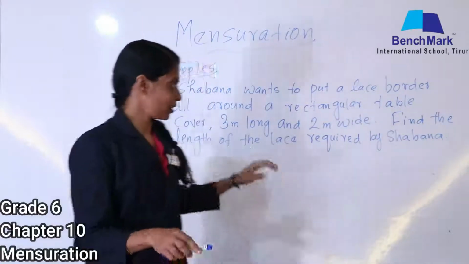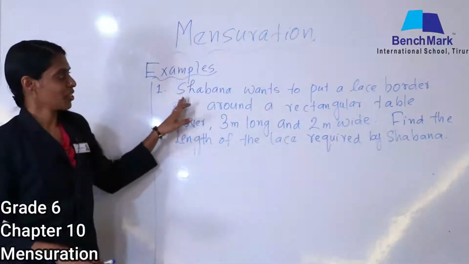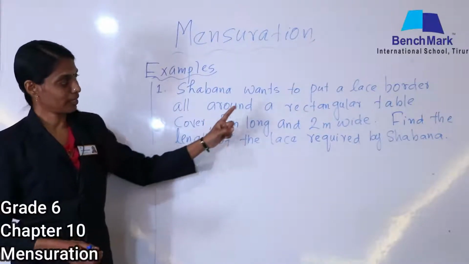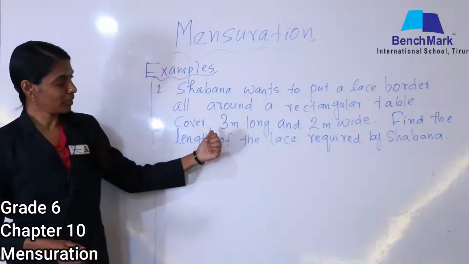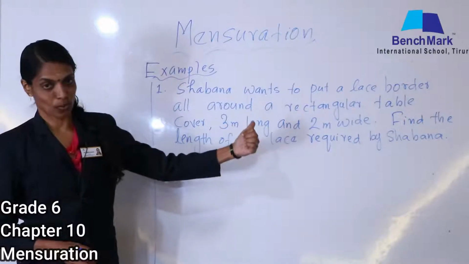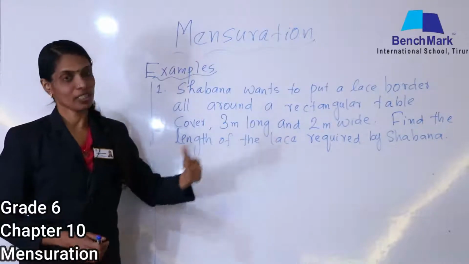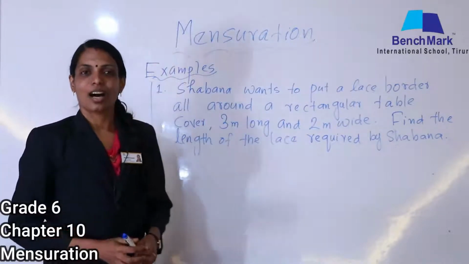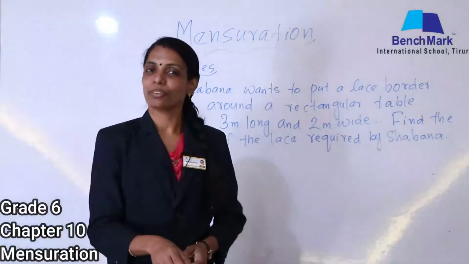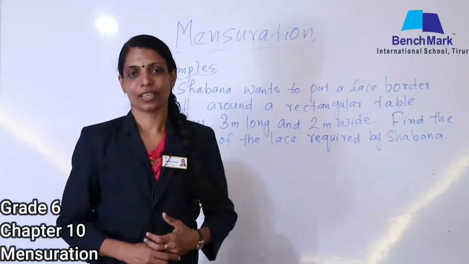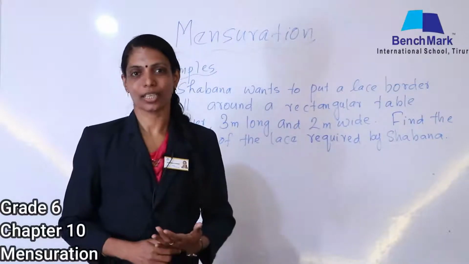So the first question is here. Shabana wants to put a lace border all around a rectangular table cover 3 meters long and 2 meters wide. Find the length of the lace required by Shabana. After reading the question, we have to think about what idea we have to apply there. It's a lace around a tabletop.